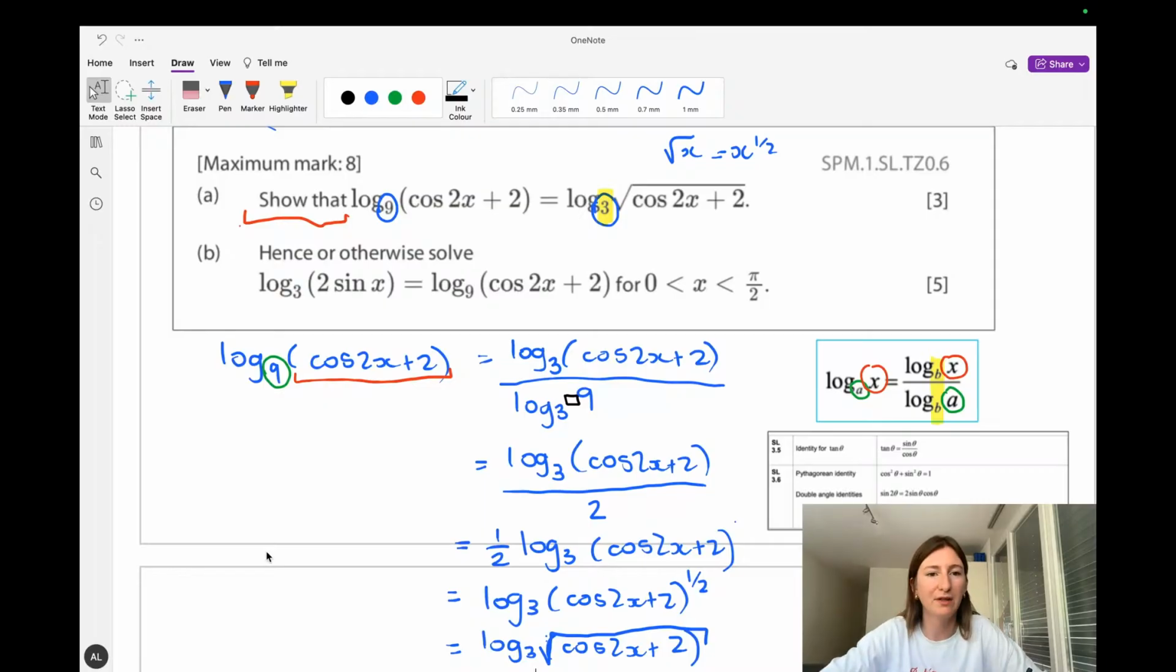Now, the actual part of the sine identities. Hence or otherwise, solve this equation. This is a paper 1, so we need to do this without a calculator. And we're between 0 and pi over 2. So let's highlight that, and remember that at the end.